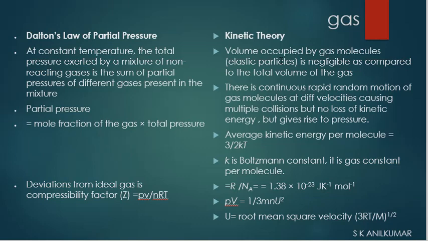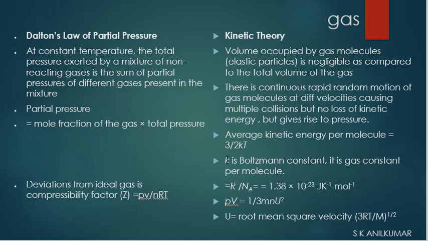Now, what is the average kinetic energy per molecule? It is 3/2 kT, where k is the Boltzmann constant and T is the given temperature. At a different temperature or a different pressure, this will be different. 3/2 kT is the kinetic energy per molecule of gas. Now, at constant temperature, the total pressure of non-reacting gases is the sum of the partial pressures of each of the constituents, that is, mole fraction times total pressure.